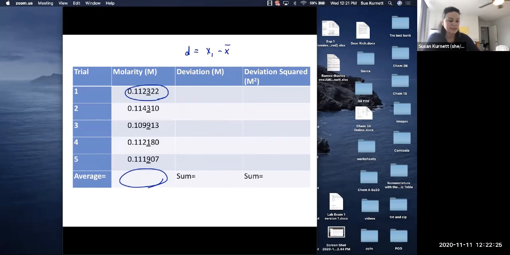And so these deviations are going to have signs, positive or negative, depending on, is the trial 1 number larger than the average? Then it's positive. Is the trial 1 number less than the average? Then it's negative. And when we add all the deviations together, they should add to 0. If they don't add to 0, it's because we've done some rounding. We didn't keep everything on our calculator.